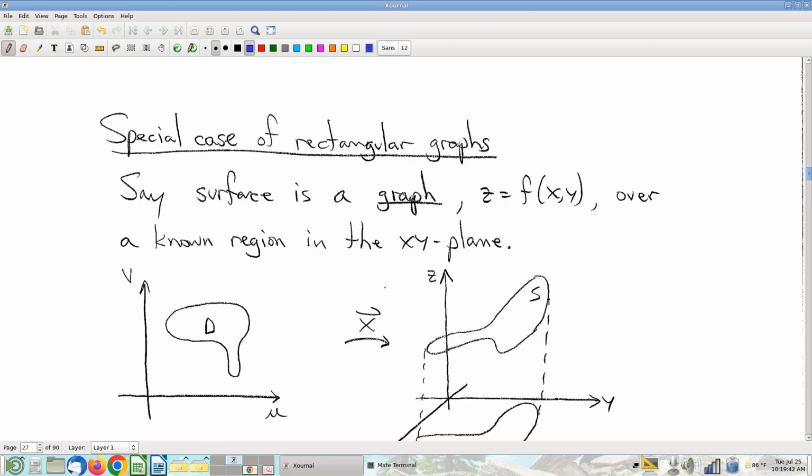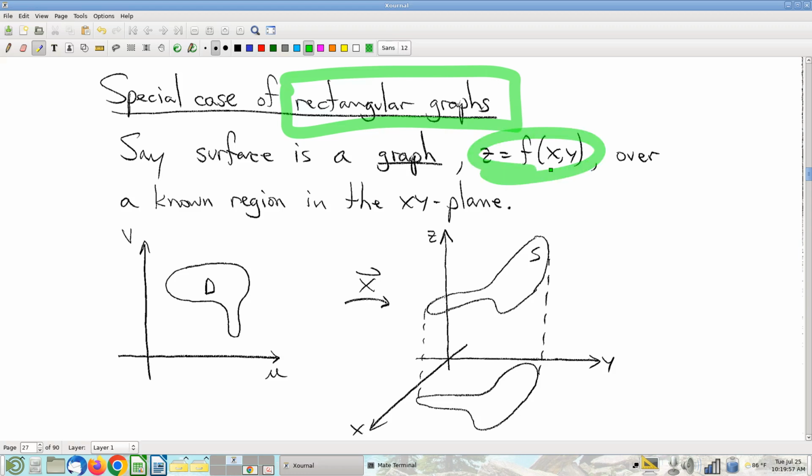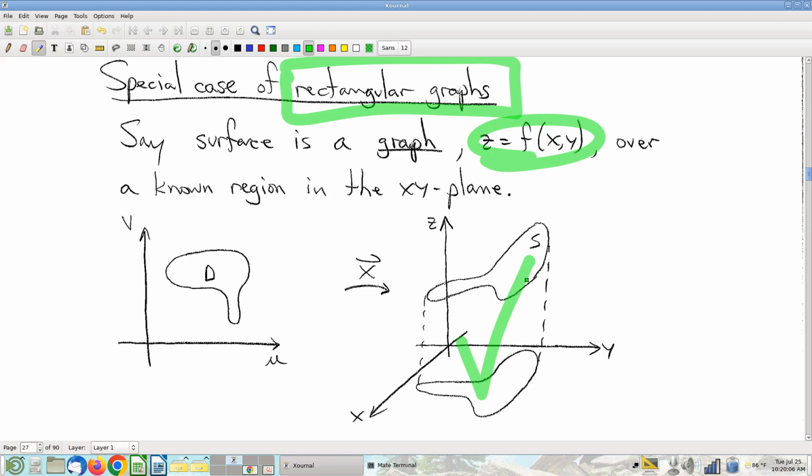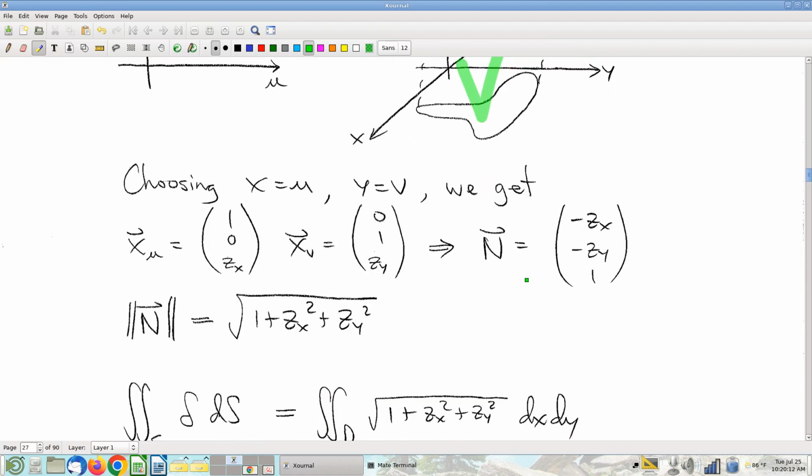Okay, so let's consider the special case of rectangular graphs. This is a very common scenario to deal with, which is why it's worth thinking through how it plays out. It's just very often the case that you have a rectangular graph. If you use the graph parameterization, here's what it is. You just let x equal u and y equal v, and then z is what it has to be.